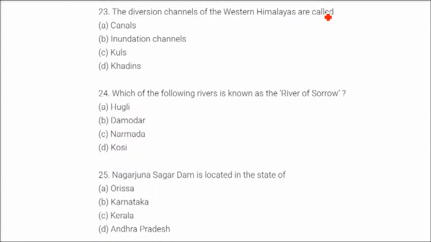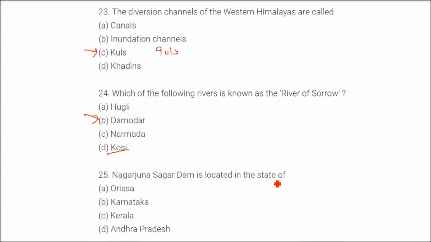The divergent channels of the Western Himalayas are called, in Western Himalayas, it is called Kuls and Guls. Kuls and Guls. Which of the following rivers is known as the river of sorrow? River of sorrow. The answer is Damodar river. Damodar. Actually, I'll talk about Kosi later, because wherever the river is bringing flood, it will be a sorrow for that place.